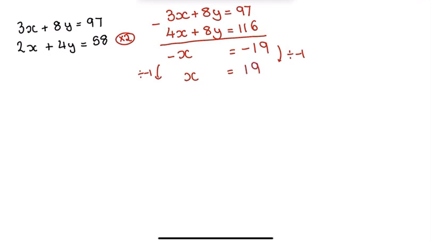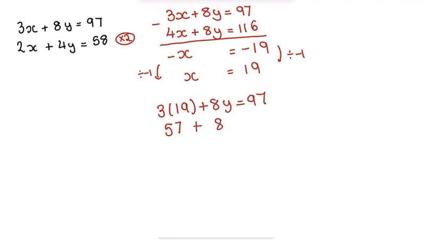Now we're not done there. We need to find out what y is by substituting it back into one of the equations. So I'll just go for the top one. 3x plus 8y equals 97. Swapping that x for the 19. 3 times 19 is 57. And we've still got 8y and 97.